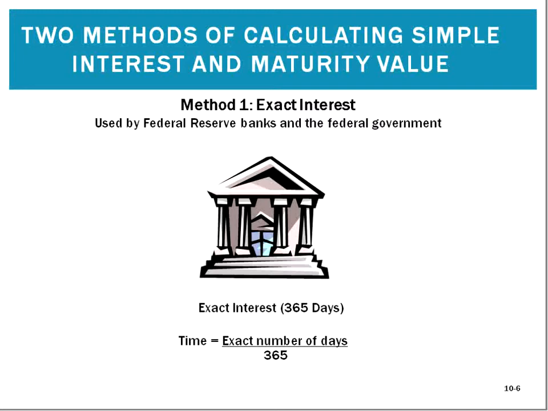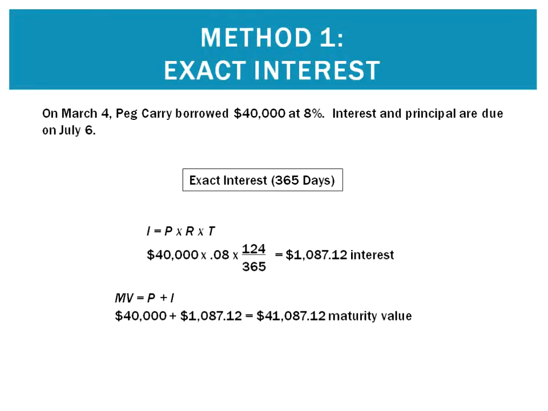So there are two methods of calculating the simple interest and the maturity value. One is exact. How many days are there in a year? 365. So just like we said 6 months out of 12, if you have a 90-day loan, then you convert the year to days and say 90 divided by 365. So let's look at an example. On March 4th, Peg Carey borrowed $40,000 at 8%. Interest and principal are due on July 6th. March 4th to July 6th, how many days is that? You'll end up counting and you'll see it is 124 days.